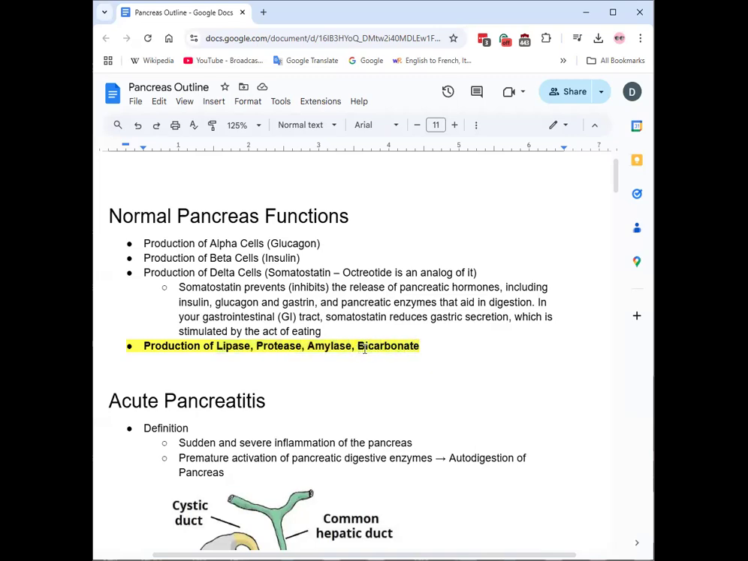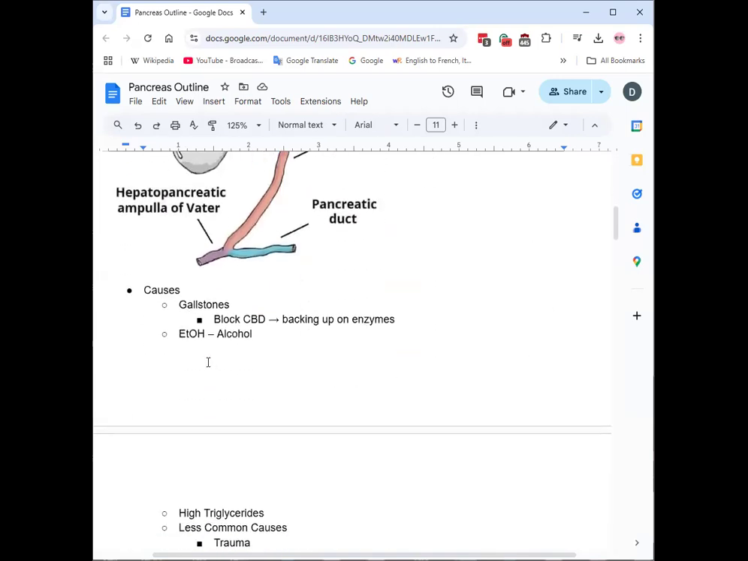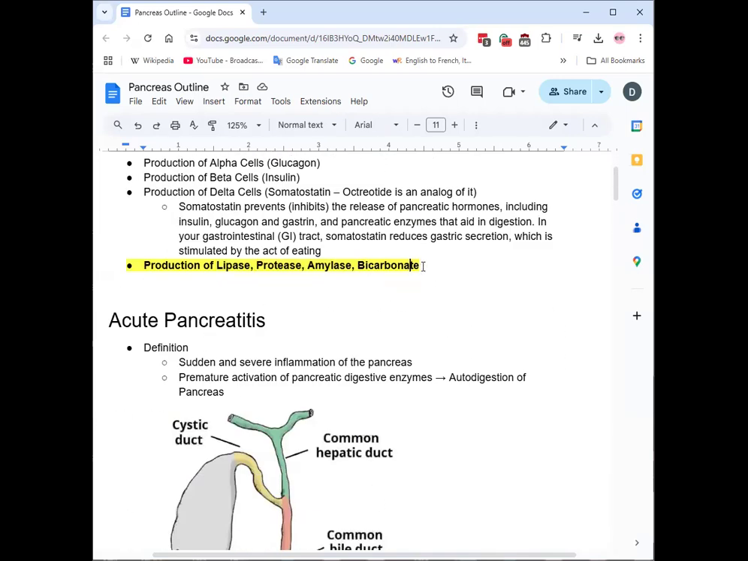Bicarbonate, I think it's just good to know that your pancreas not working too well can lead to acid-base imbalances. So maybe another thing that could be put in the complications could be metabolic acidosis. That's something that could happen because if you're not making bicarbonate, you're struggling.